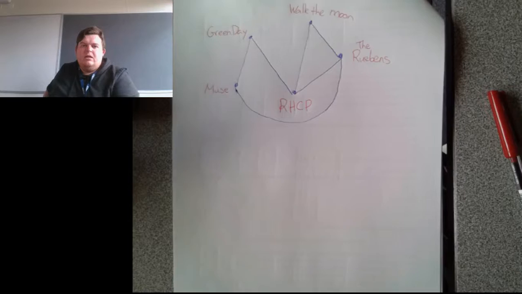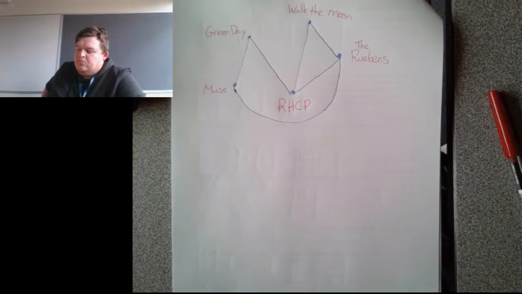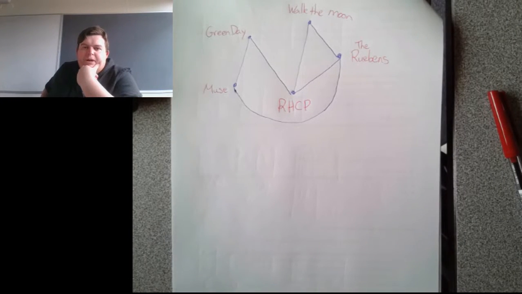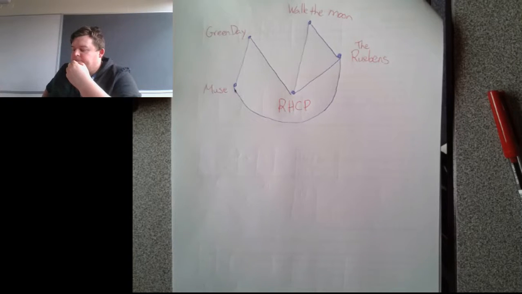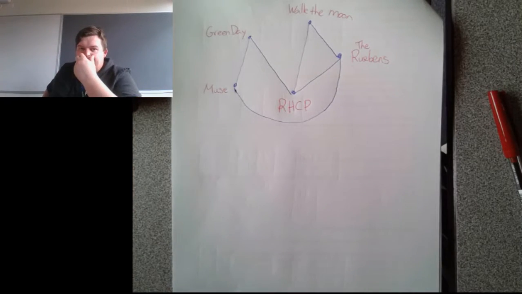These are some bands that I've just chosen at random. So there's Walk the Moon, Green Day, Muse, RHCP's Red Hot Chili Peppers, and the last one is the Rubens, which I think I spelt incorrectly, but that's okay. And the lines in between the dots that represent each band show the paths that you can take to go from one band to the other. Now, what we're going to do is show this map in a matrix form.